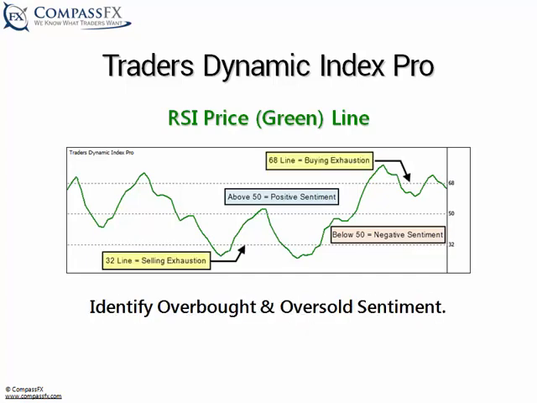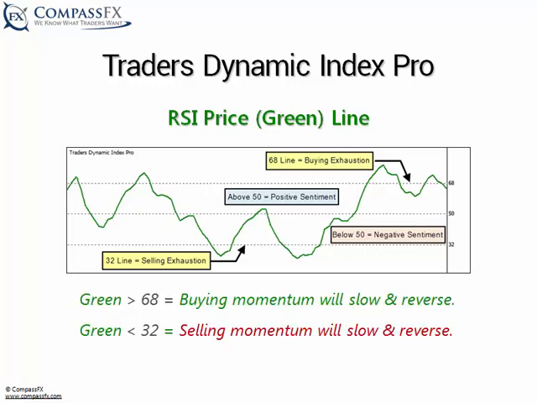Also, the green line can be used to identify overbought and oversold sentiment. So when the green line gets up above the 68 level, this is where buying momentum will slow and start to fade and reverse. Buyers are looking to exit their trades while sellers are looking to potentially get into a trade short. Just the opposite, when the green line is below the 32 level, this is where selling momentum slows down, where the sellers are looking to exit their shorts and buyers looking to buy at a lower price are looking to get into a trade potentially.